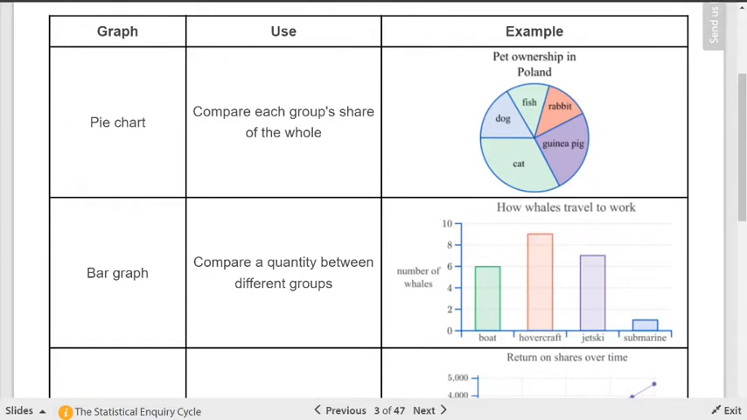So their example there, pet ownership in Poland. It's easy to see which pet is the most popular in Poland. Clearly, cats. Yeah. All right. Which ones are almost the same? There are three that are almost the same. Which three? Rabbits, fish, and dogs. Right. Okay. All right. So it's easy to compare groups with pie charts.